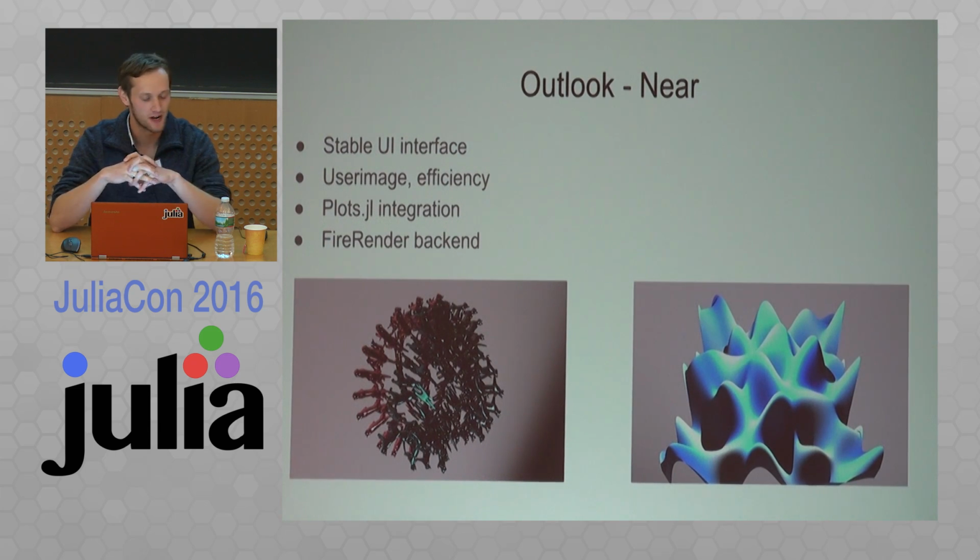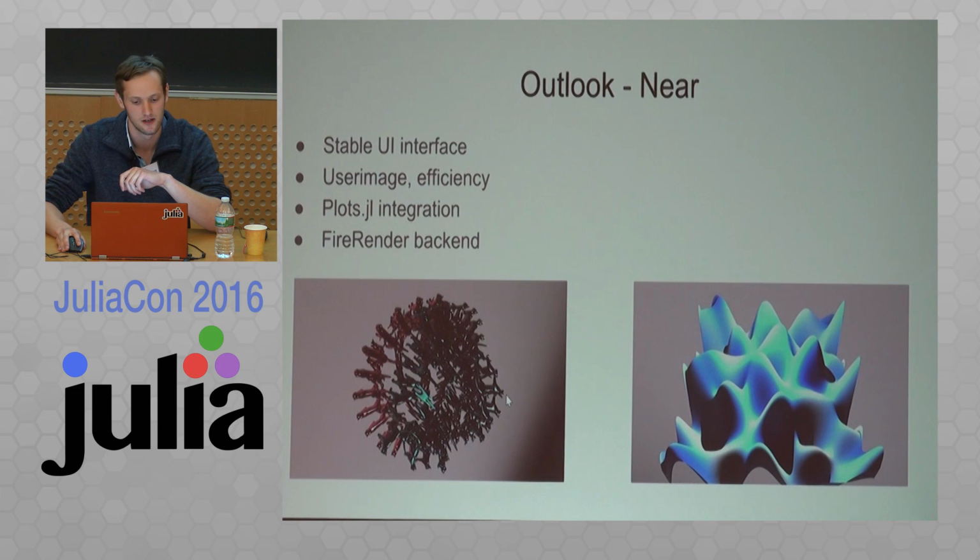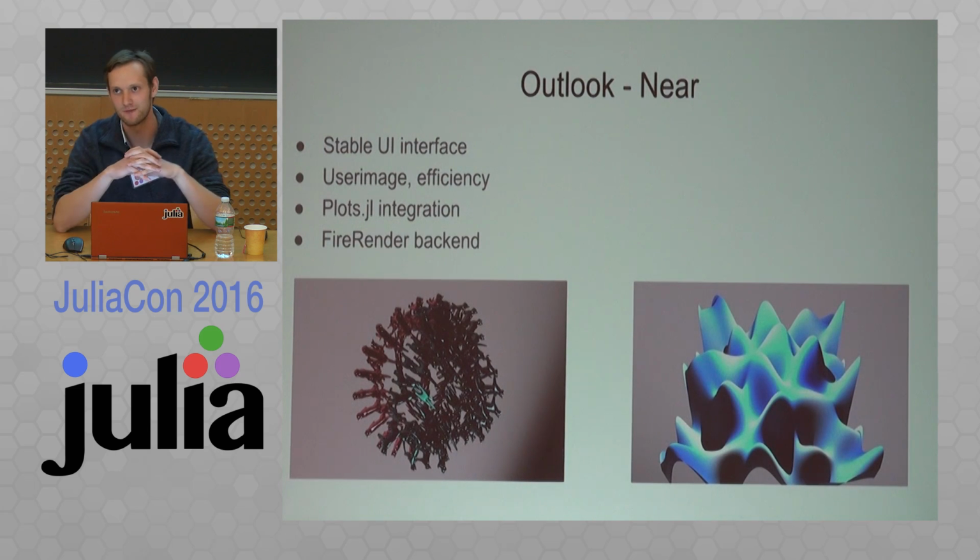And I want to work with Tom Breloff together to make a really nice Plots.jl integration. I think that would be profitable for both of us. And I've almost integrated the Firerender backend, which is a ray tracer. You can see two example images here. That would offer incredibly high image quality, and actually not only approximated transparency, but real transparency and real volume renderings. It's very powerful and very slow, but I guess it has its purpose, definitely.